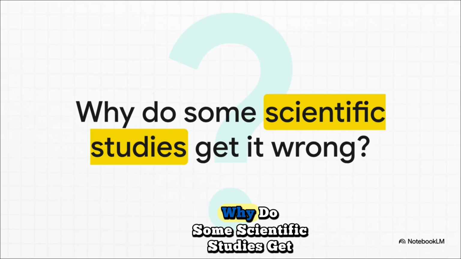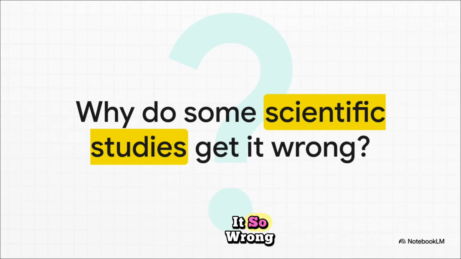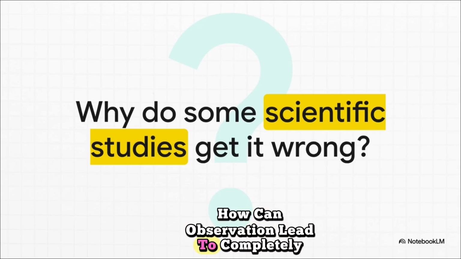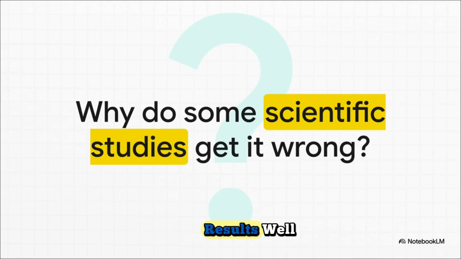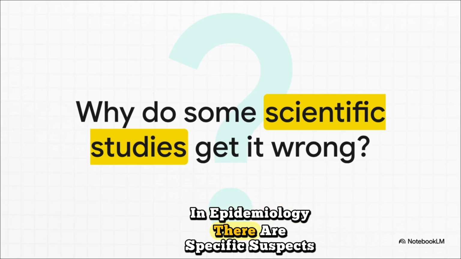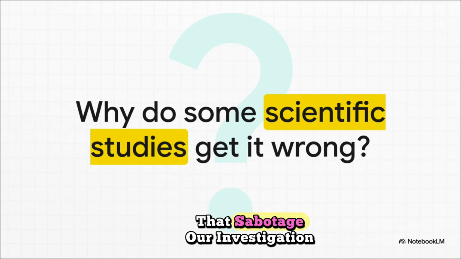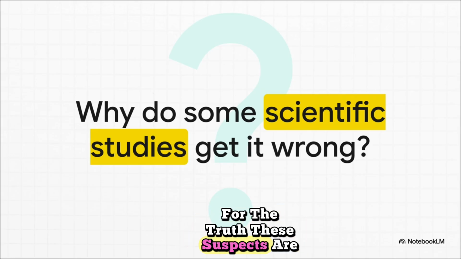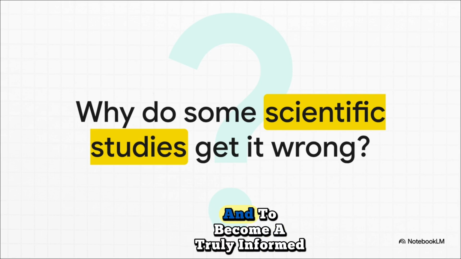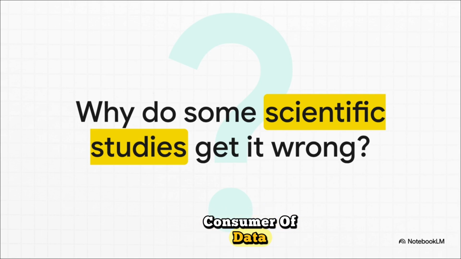I mean, why do some scientific studies get it so wrong? How can observation lead to completely contradictory results? Well, in epidemiology, there are specific suspects that sabotage our investigation for the truth. These suspects are known as biases. And to become a truly informed consumer of data, you've really got to know how to spot them.